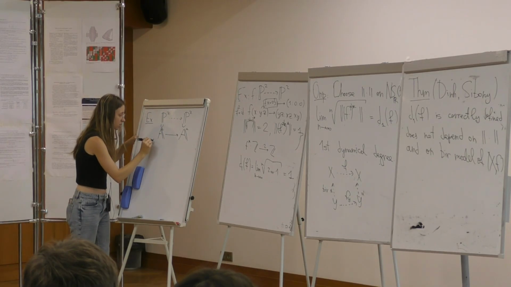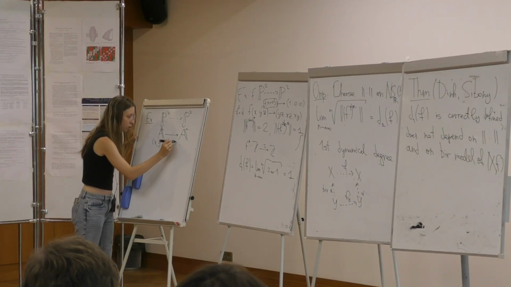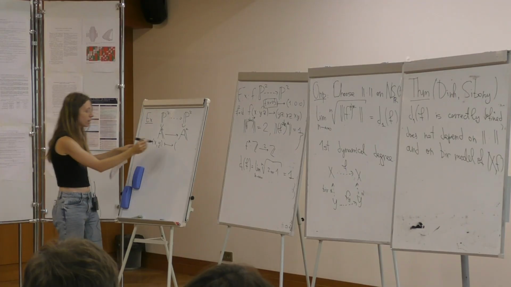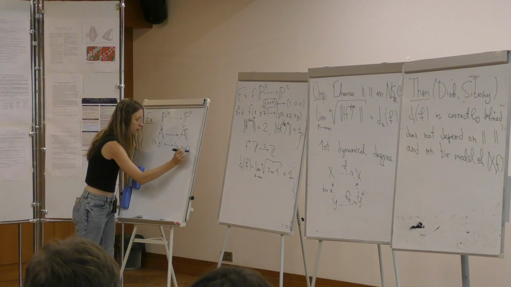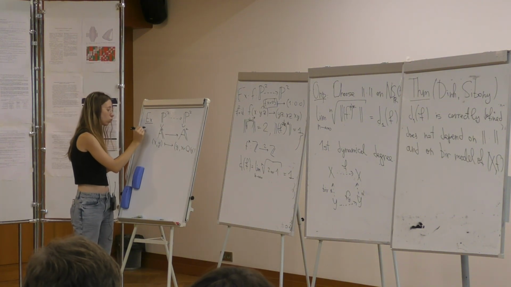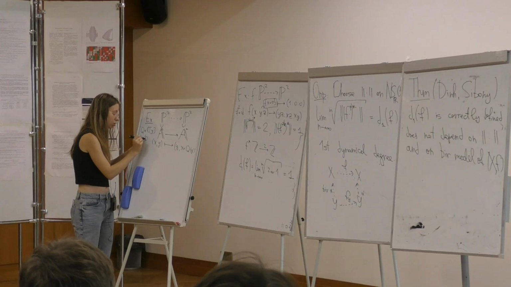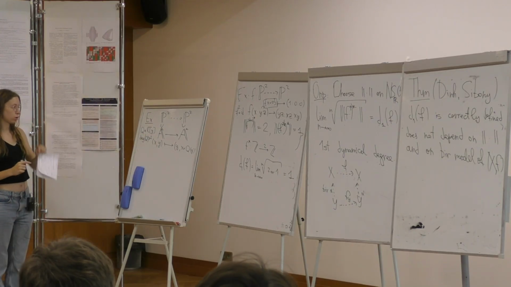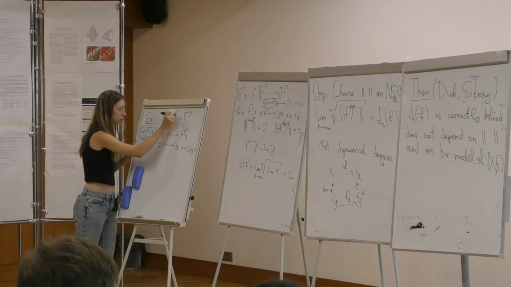Here we have coordinates x, y. F maps it to y, x plus q of y, where q is a polynomial in C of y, and the degree of q is greater than or equal to 2. So this is f.